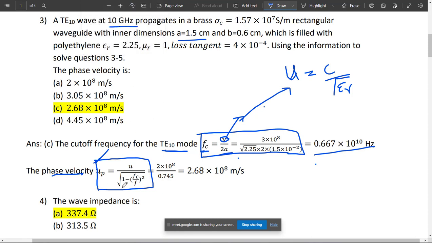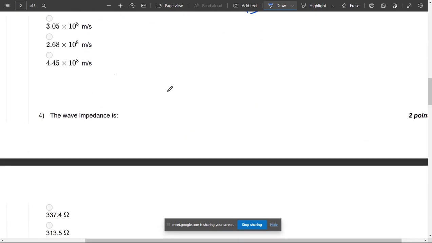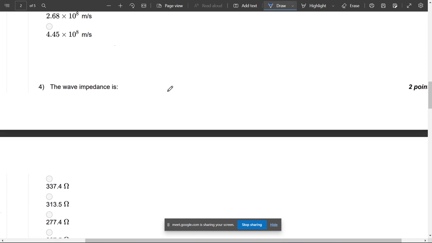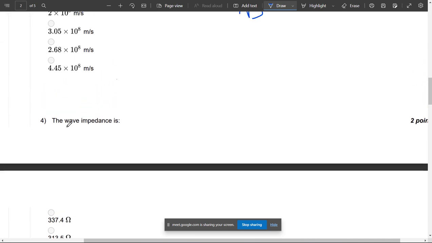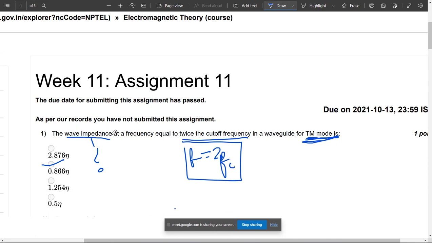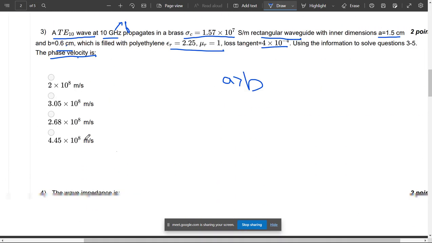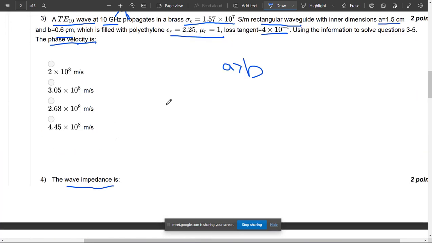Okay, and this is the formula that we will be using for TE10 mode to solve this question. Okay, now let's go ahead. So question number 4. Question number 4 here is, what will be the wave impedance? Again, I have already taught you what wave impedance means, right? So here, what will be the wave impedance? Try to solve this question.